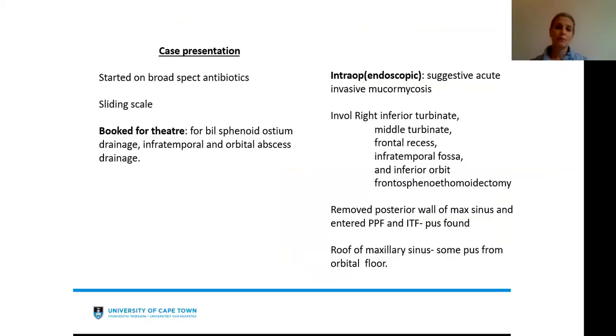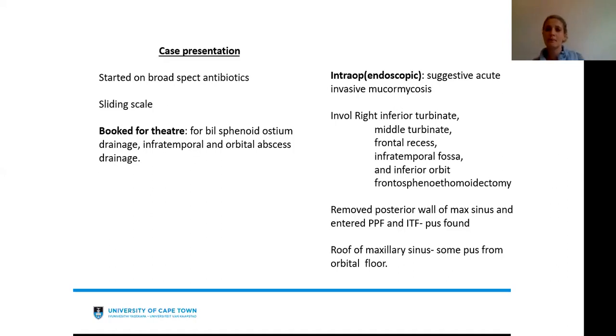So at this point, we started broad spectrum antibiotics in case this was acute bacterial sinusitis. We started him on an insulin sliding scale, and we booked him for theatre. We wanted to open up bilateral sphenoids and have a look to see what we could find and clear out some of the pus, and also address the infratemporal and orbital abscess drainage at the same setting.